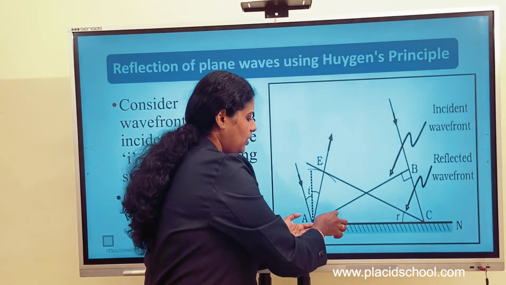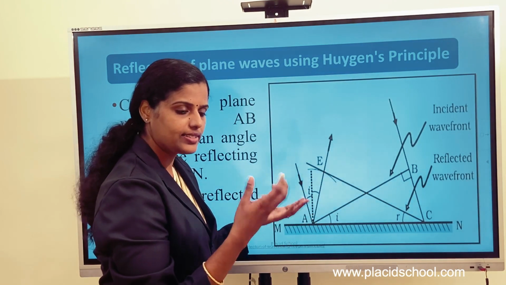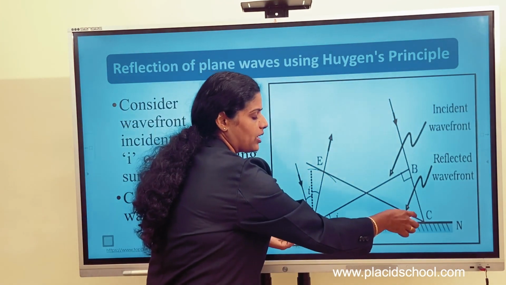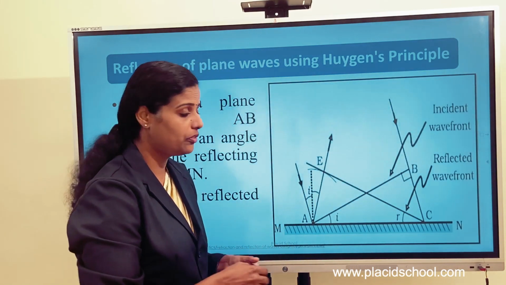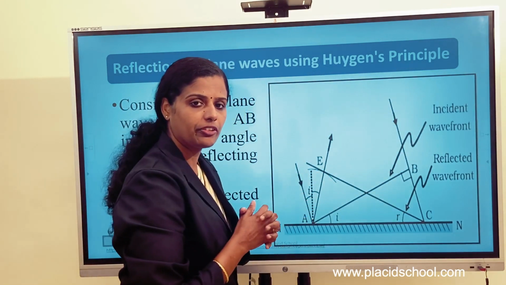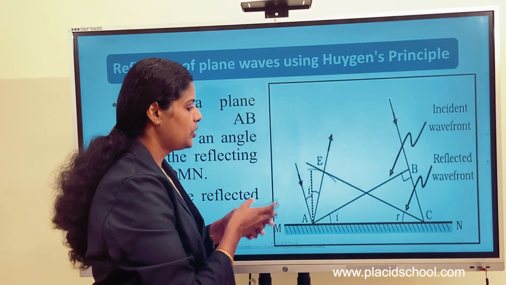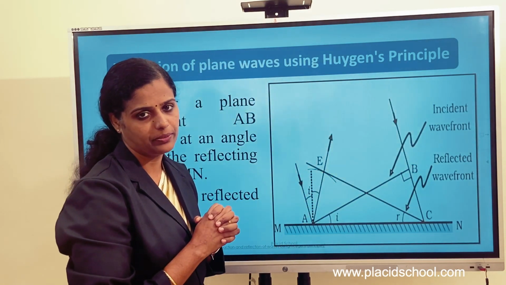Similarly, all the points act as secondary sources and send out secondary wavelets. Similar wavefronts are obtained here. Then, if we draw the tangent to all those secondary wavefronts, we will get a reflected wavefront. So, CE represents the reflected wavefront.